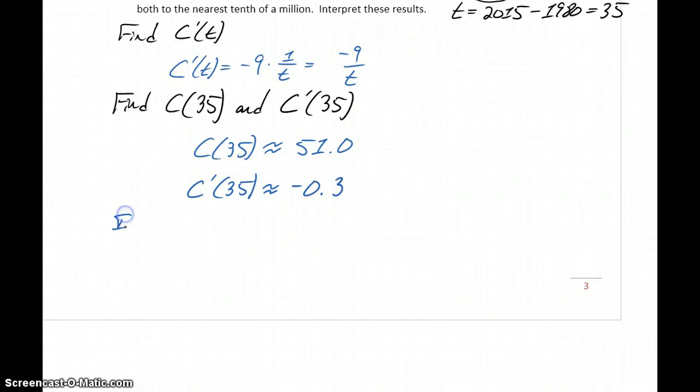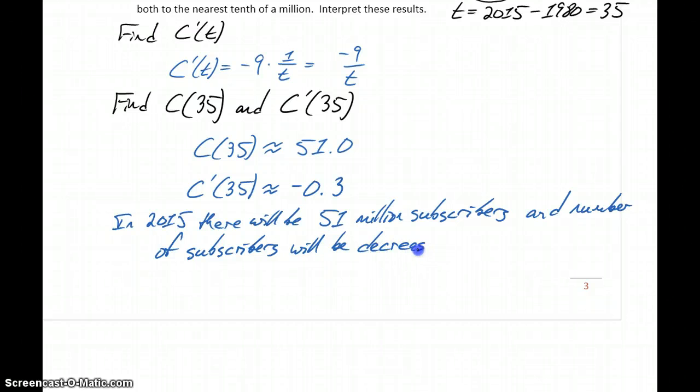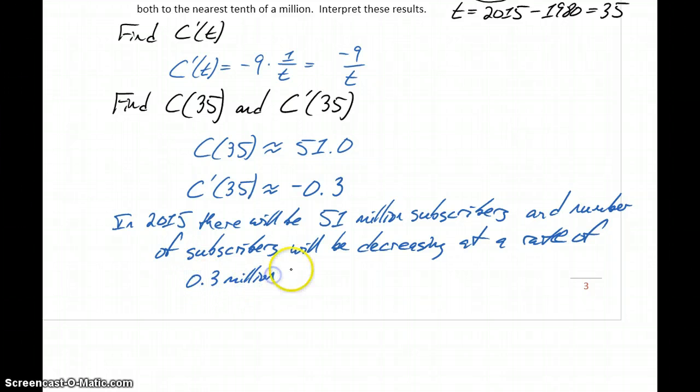So to interpret those results, what we're saying is that in 2015, there will be 51 million subscribers, and that the number of subscribers will be, in this case, since we came up with a negative rate of change, decreasing at a rate of 0.3 million, or another way to say that would be at a rate of 300,000 people per year.